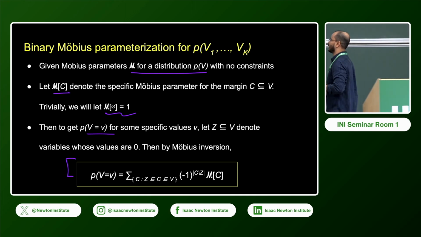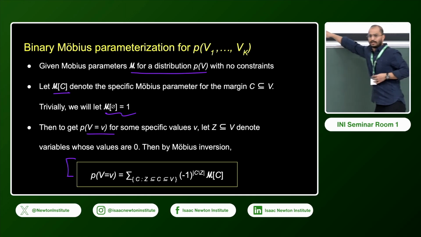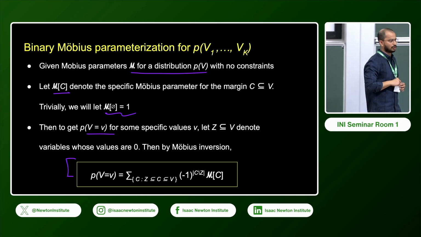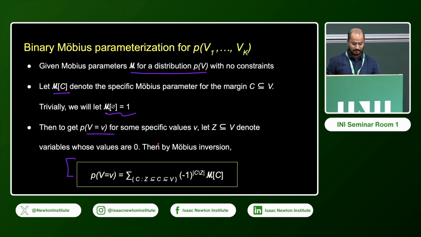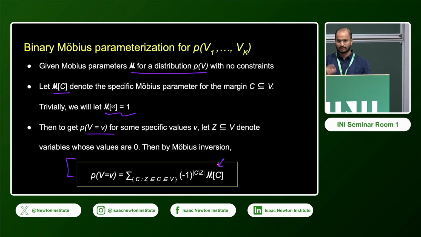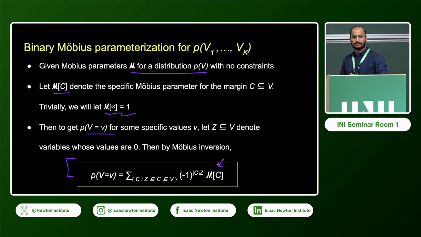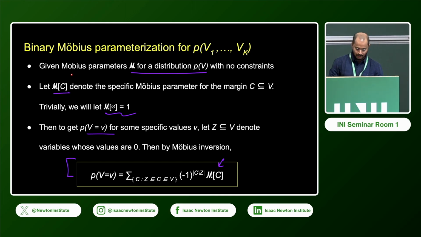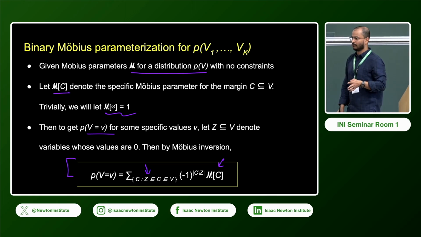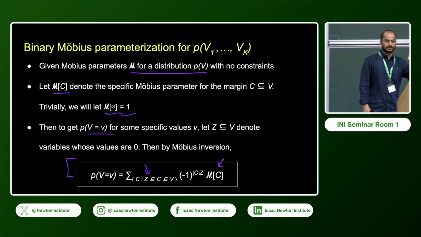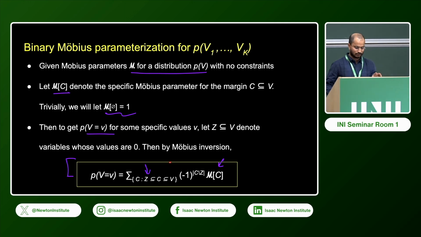And you can see there's an alternating sum going on depending on the size of the margin that you're dealing with. And then you're using some of these parameters in that alternating sum. Okay. And what are the sets that are involved in the alternating sum? So you first tell me what the set of all the variables that are being set to 0, and then I take all supersets of that that are also subsets of all the variables.